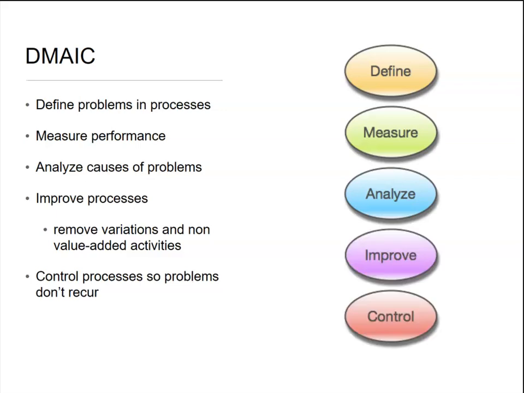Okay, so we've talked about the DMAIC, but let's really look at how this is the engine of Lean Six Sigma. First, we have define. You define the problems in the process. You measure performance. You analyze the causes of the problems. You improve the process, by removing variations and non-value-added activities. You control the process so problems do not reoccur.